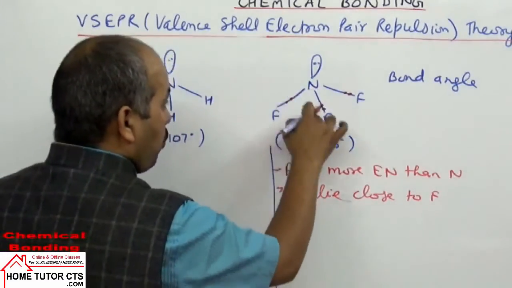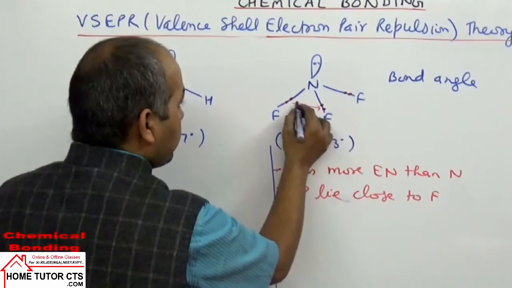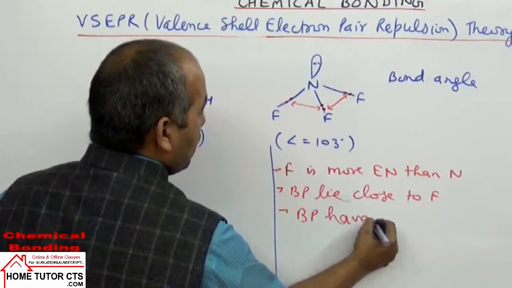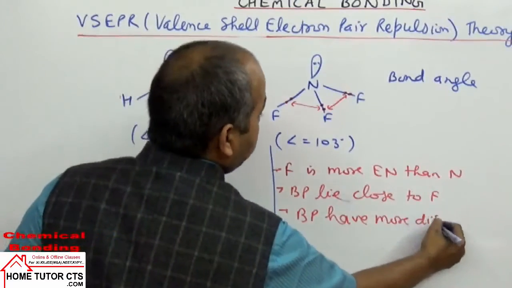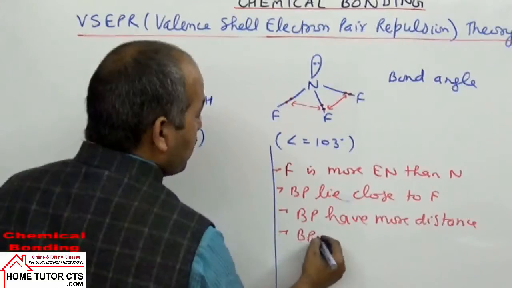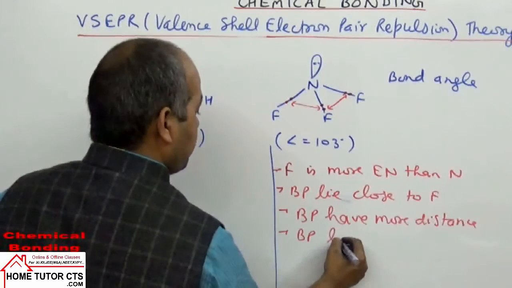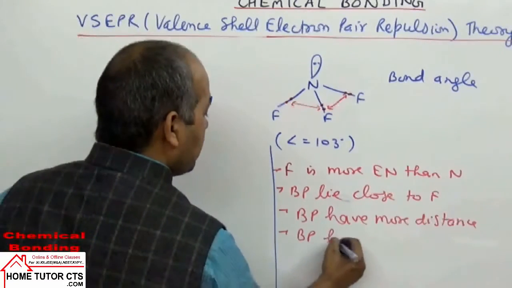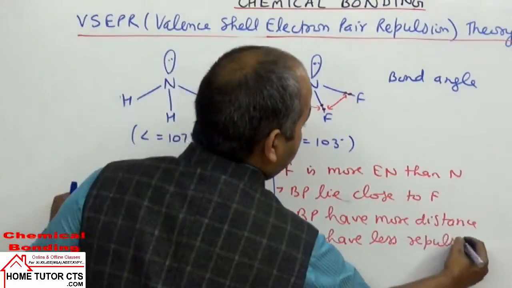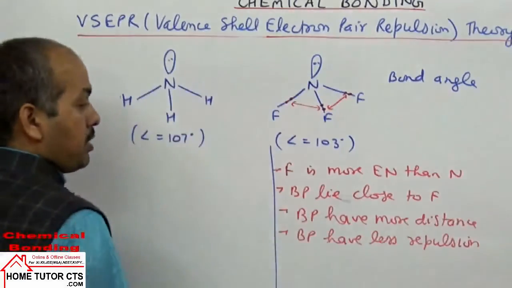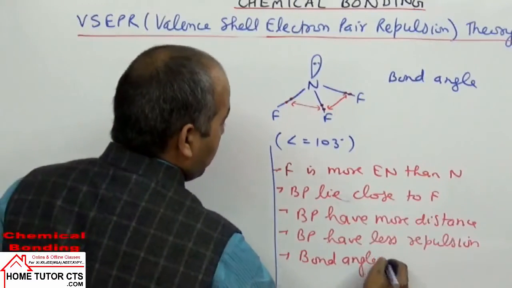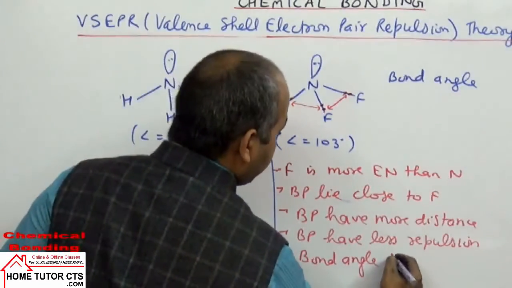When the bond pairs are close to the fluorine atoms, they have more distance among them. When they have more distance, they cause less repulsion. If the bond pairs have less repulsion, the bond angle becomes less.